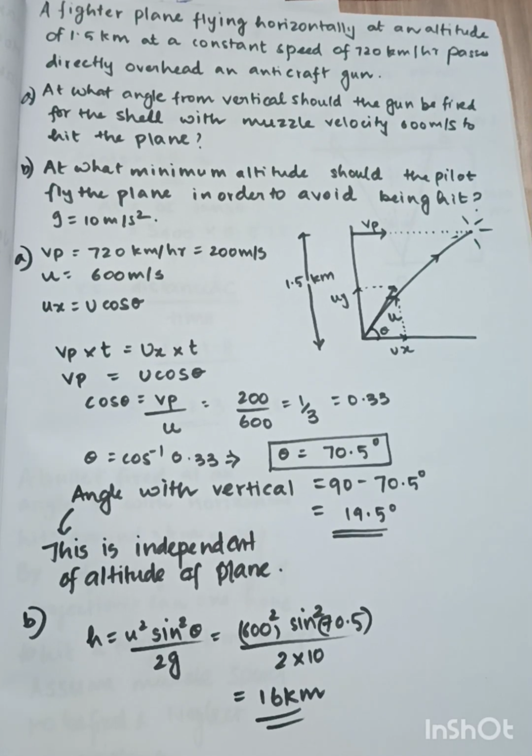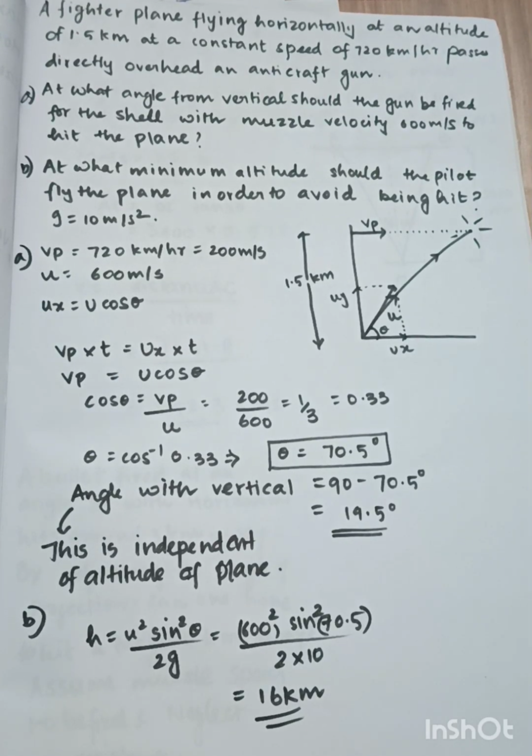A fighter plane flying horizontally at an altitude of 1.5 km at a constant speed of 720 km per hour passes directly overhead an aircraft gun. At what angle from the vertical should the gun be fired for the shell with muzzle velocity 600 meter per second to hit the plane?